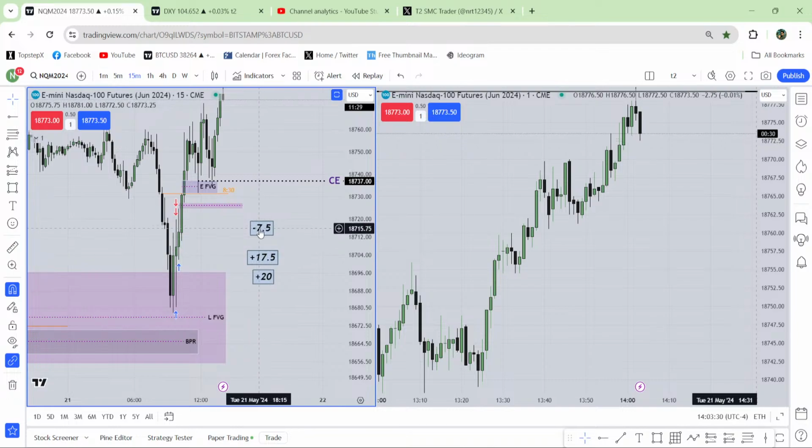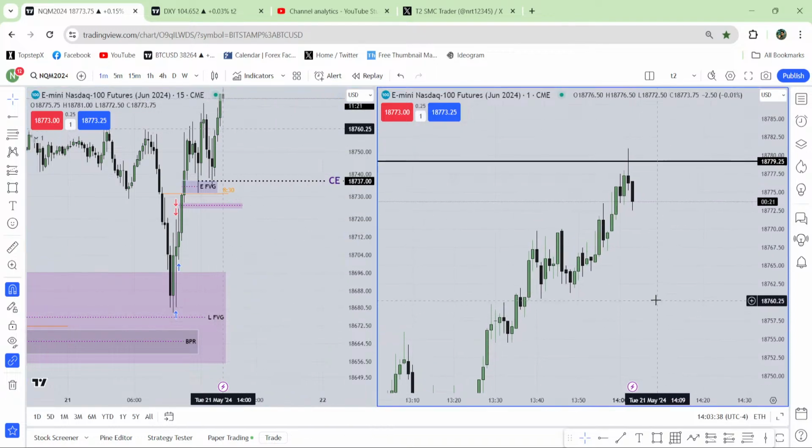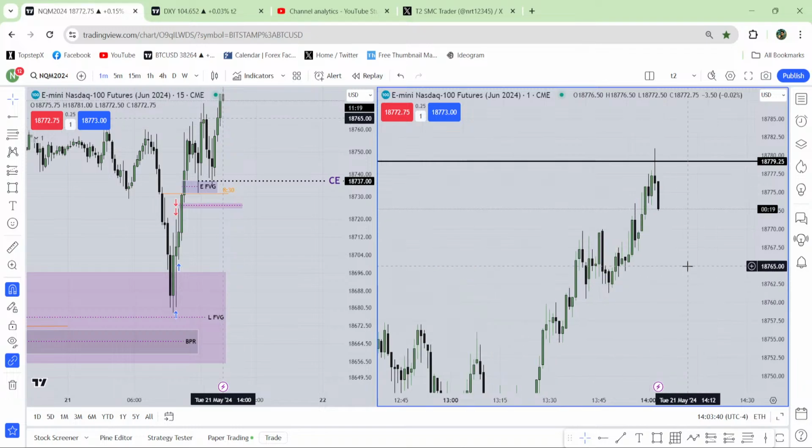So 7 handle loss, 7 handle profit, 20 handle profit. So overall 30 handle profit. Is it enough? I guess so. Real boom. When you give so many entries, if we take probability, more than 80% was win today.